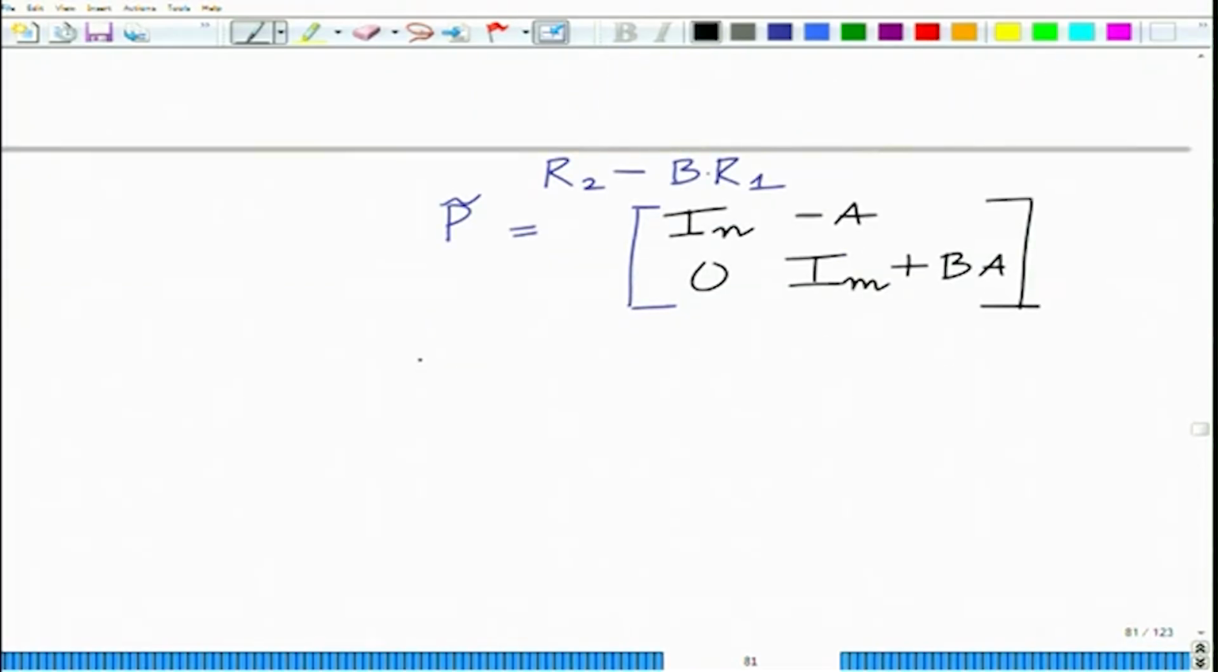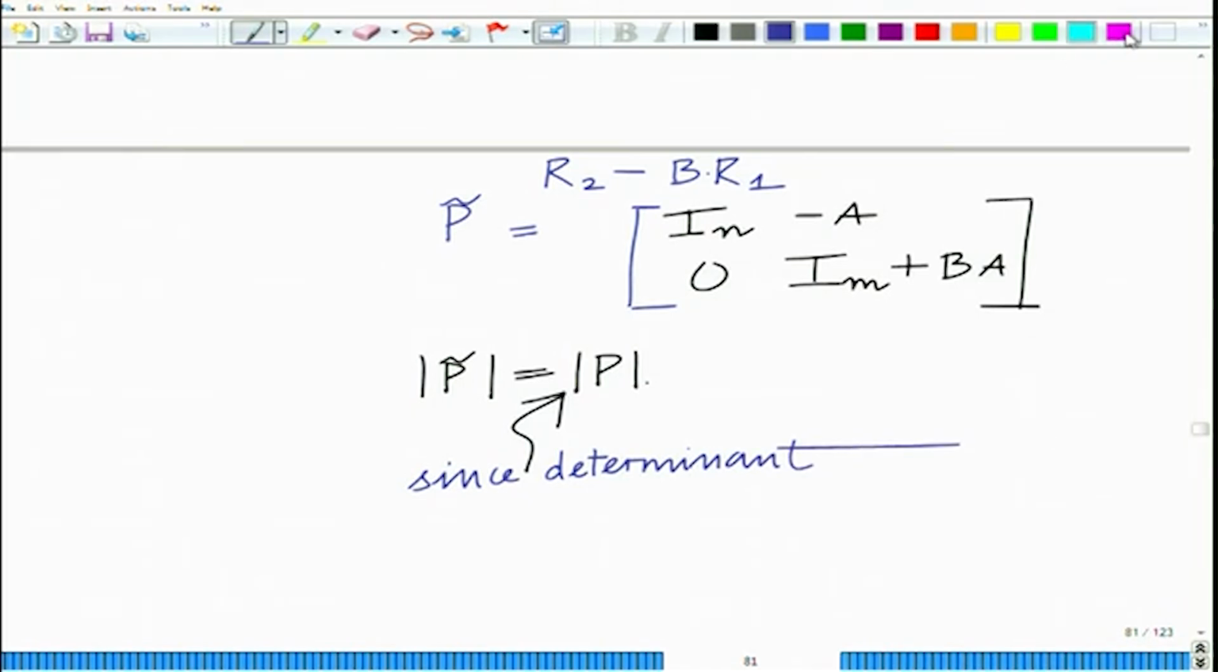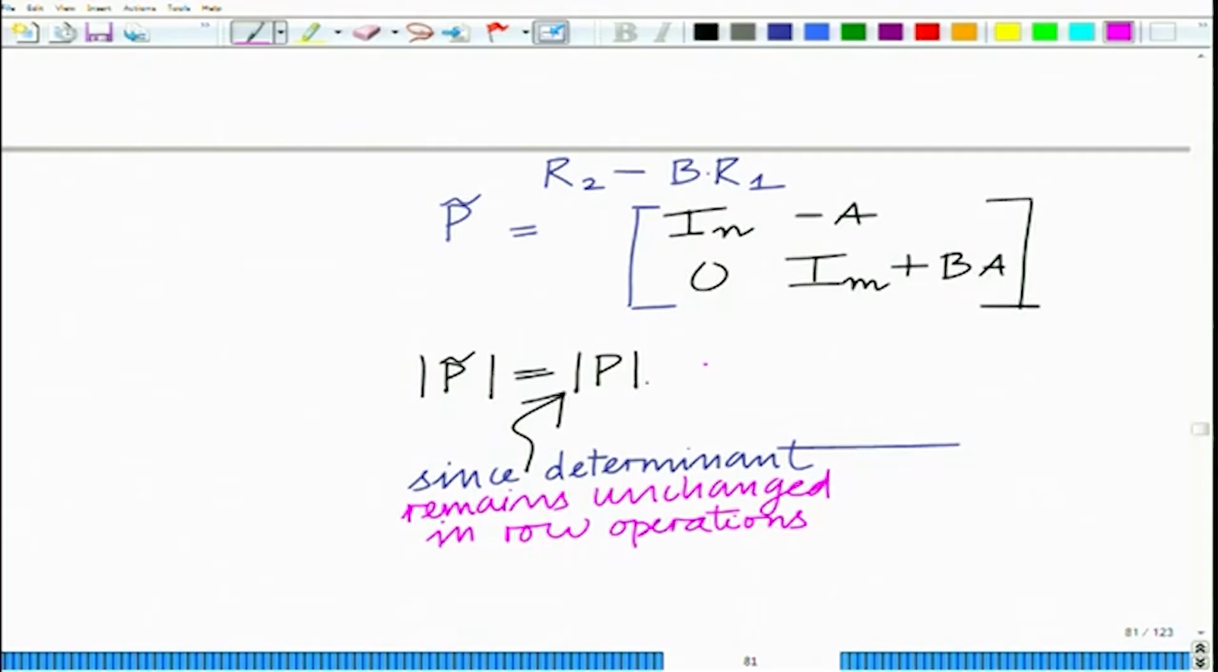Now, if you look at the determinant of P tilde, which is equal to determinant of P, this arises since you might have seen a property of determinants before, that determinant remains unchanged in row operations.